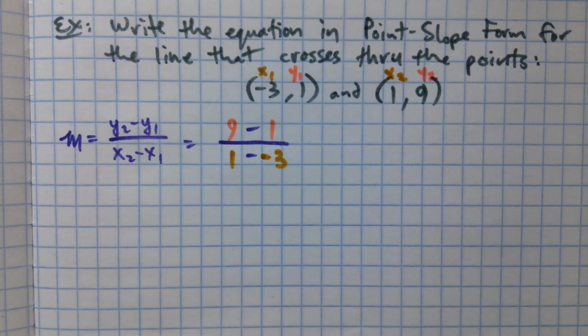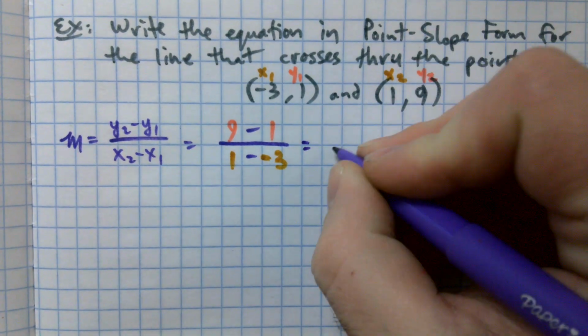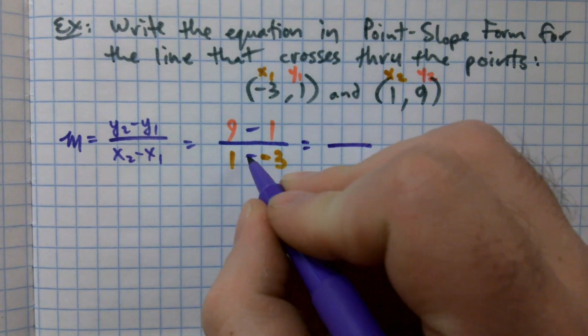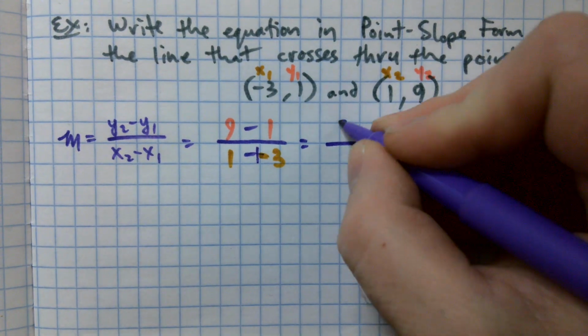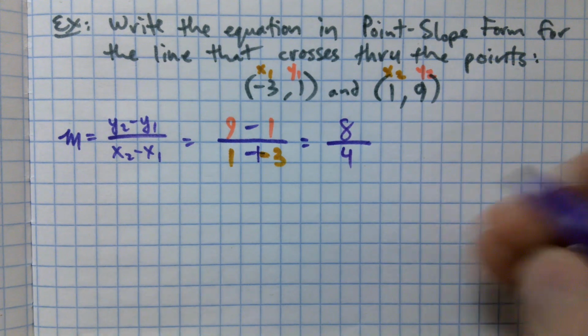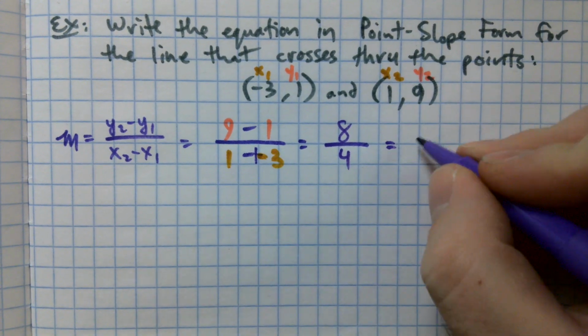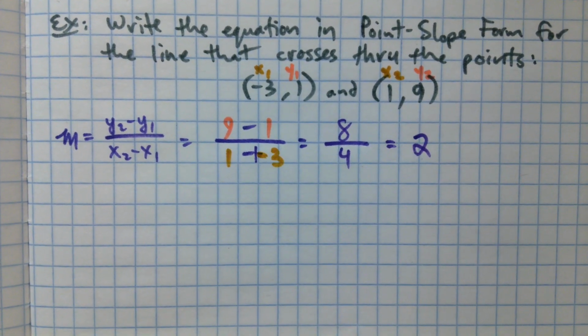What happens with these two minus signs that are kissing on the bottom? What do they make? They make a positive. Right? Big old positive sign. 9 minus 1 gives me 8. 1 plus 3 gives me 4. What is 8 over 4? 2. Can I box that up and move on to the next question?